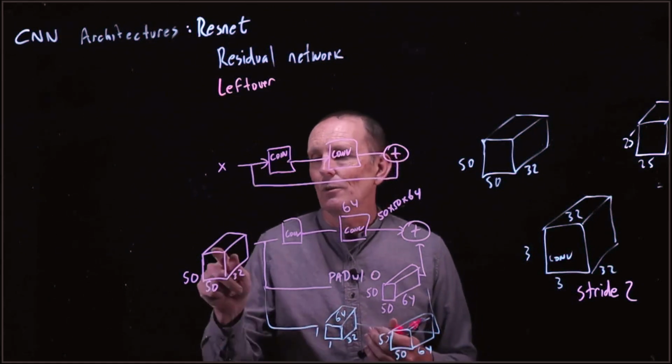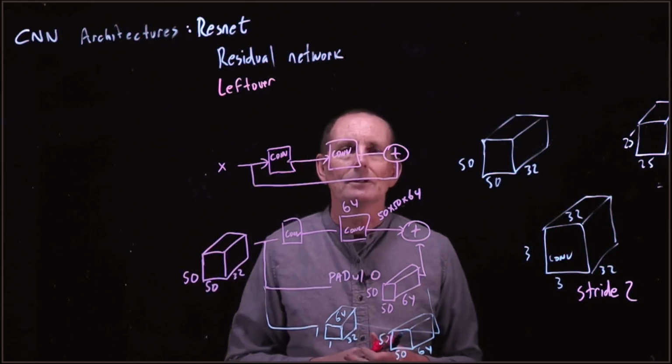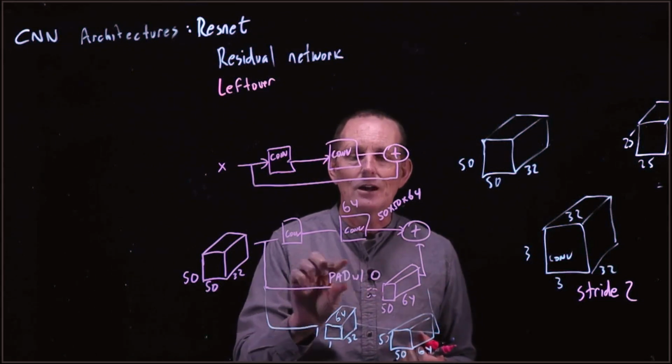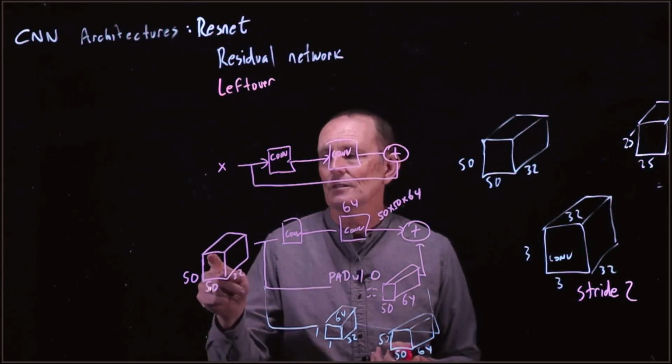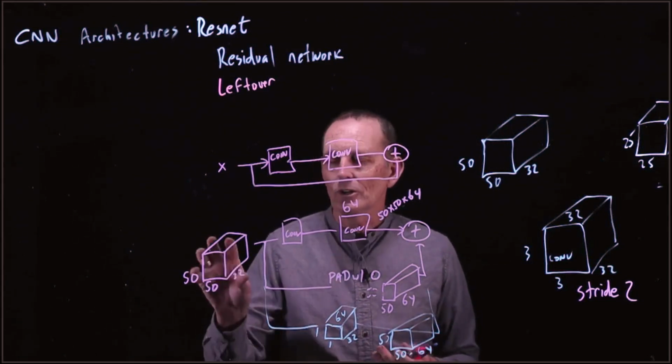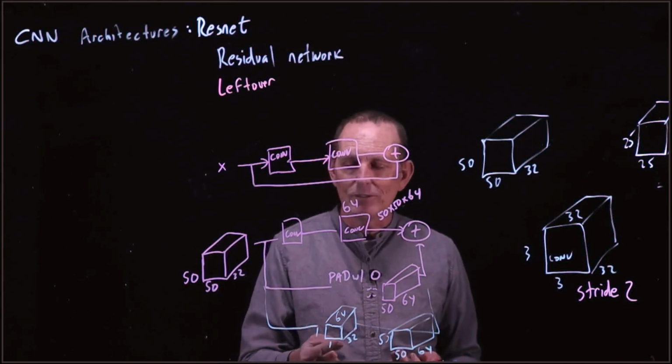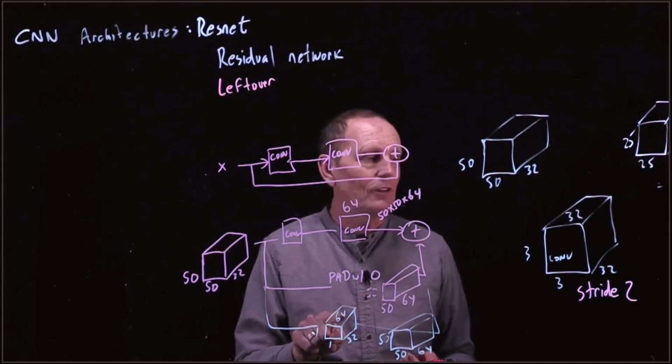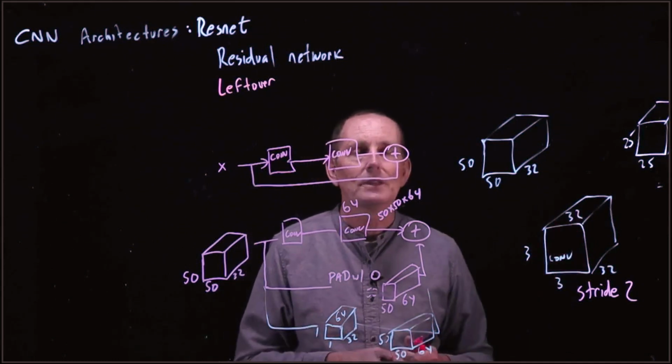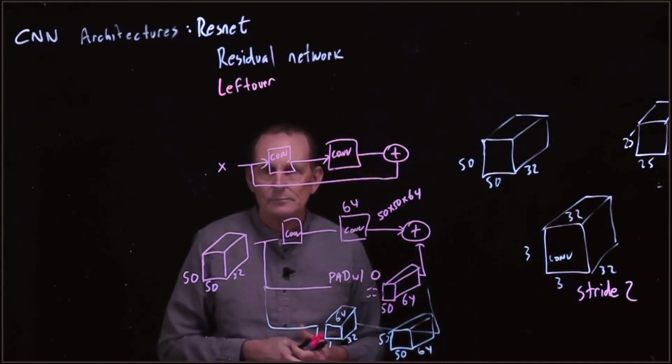Alternatively, what we could do is just skip every other pixel. That would work as well. That's kind of the analog to doing this padding by 0. Just skip the pixels. But we could go ahead and use 1 by 1. How many of them would you have? It'd be 1 by 1 by 32. We'd have to have 32 of them to match the 32 here. So we just have to make sure everything matches.